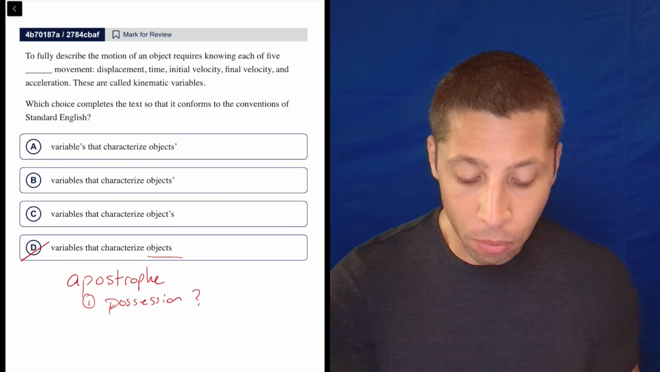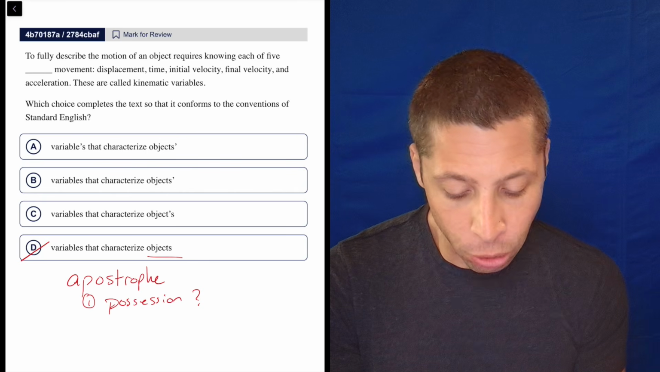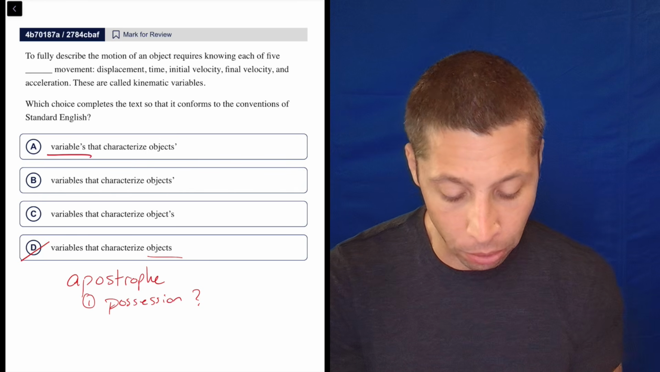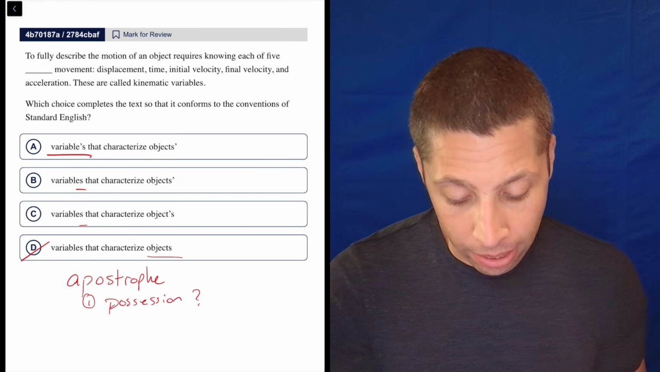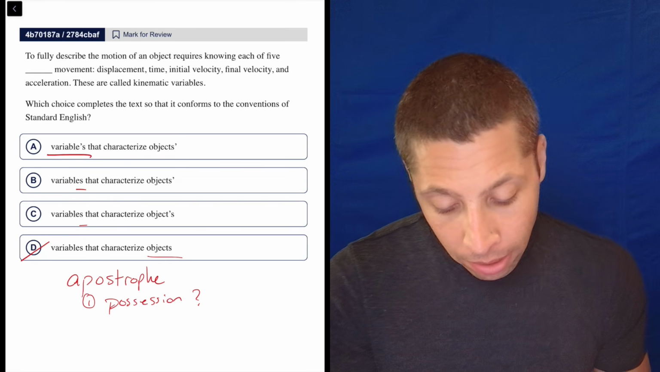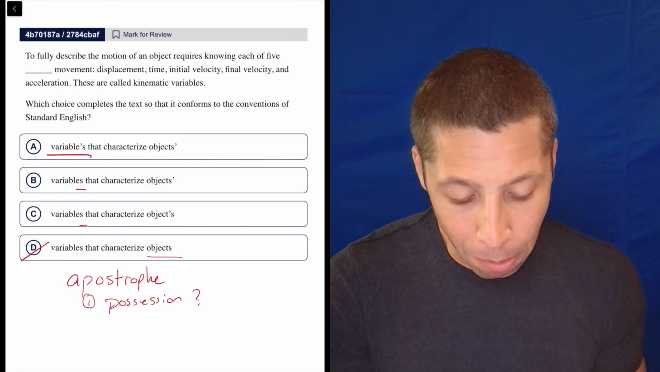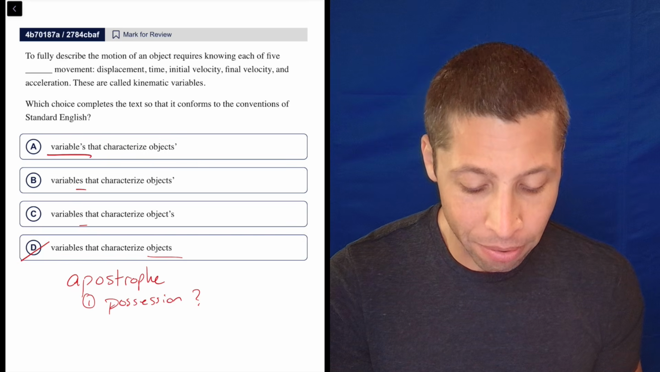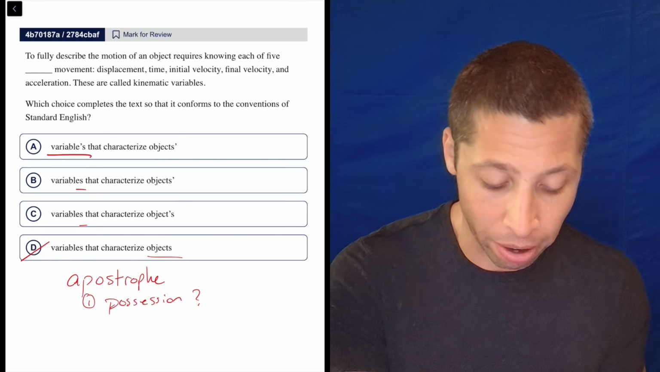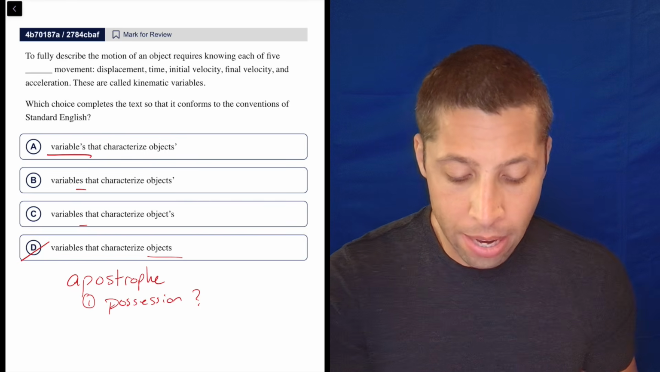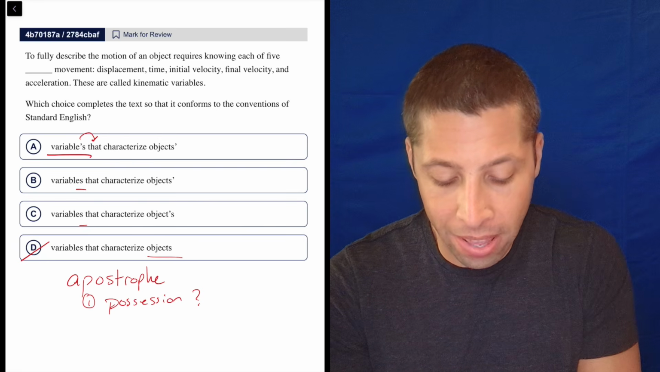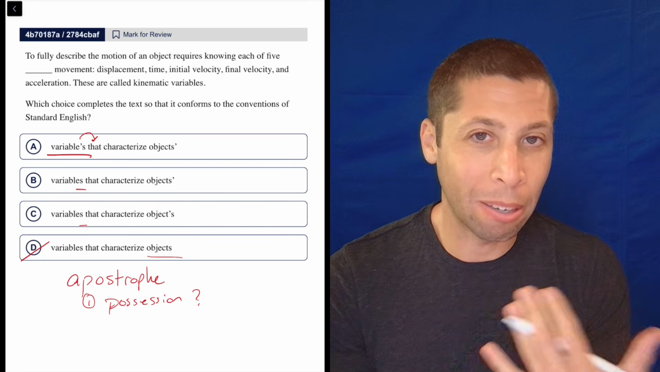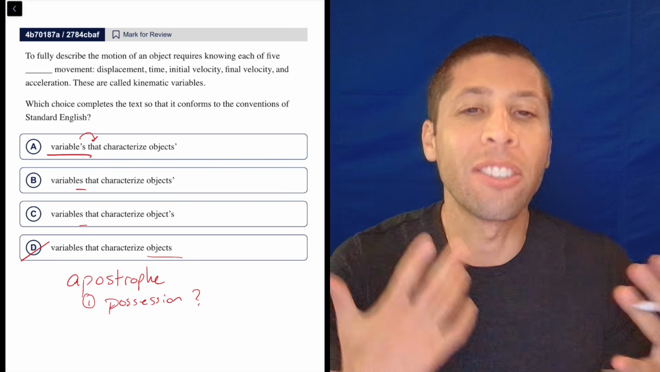So now I'm going to focus on the fact that choice A has an apostrophe on variables and choices B and C do not. So let's see. Is the variable owning anything? To fully describe the motion of an object requires knowing each of 5 variables that characterize objects' movements. No, it doesn't work because the word that follows variables here is that. You can't possess the that here. It just doesn't make any sense.